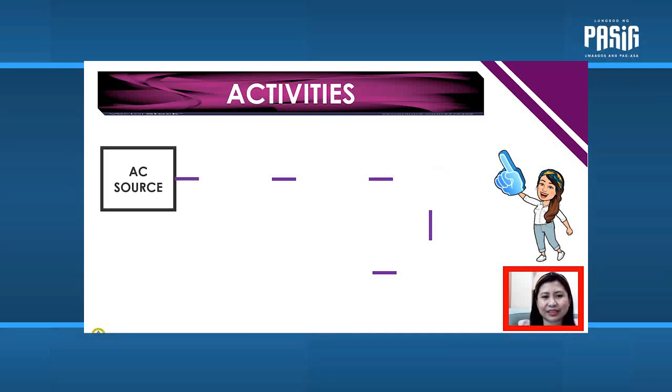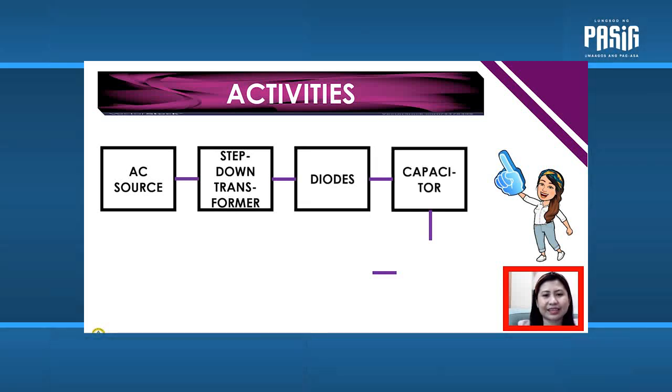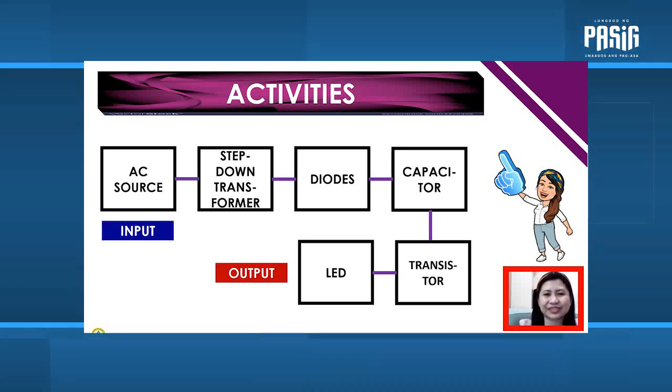Let's begin with AC source, step-down transformer, diodes, capacitor, transistor, and LED. We have input as AC source and LED as our output. And congratulations if you have made the exact block diagram.